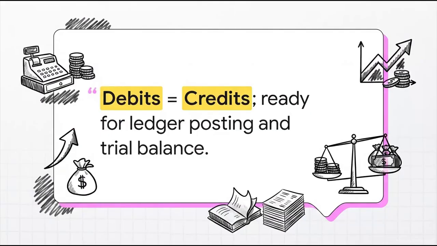And just like that, we've reached the end of the transaction's life cycle. Our golden rule held up perfectly. Debits equaled credits. Our cash asset went up, our revenue went up, and the books are in perfect harmony. We're now totally ready to pull these balances to prep a trial balance and eventually our full financial statements.